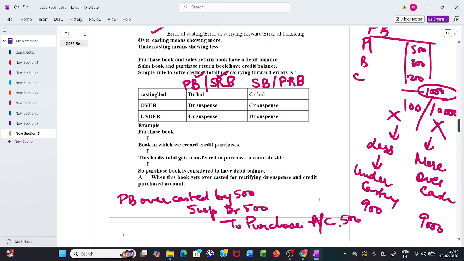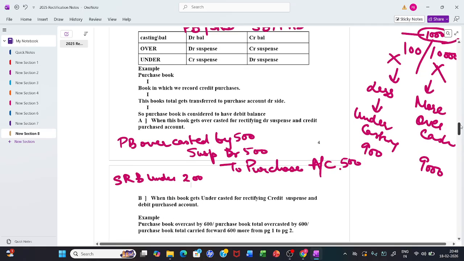If this was sales return book, which was undercasted, sales return book undercasted by how much? 200. So when these books get undercasted, credit suspense. So what should I debit? Sales return account debit, suspense account credit, amount is 200. When my sales book gets undercasted, suspense to sales. When my purchase return book gets undercasted, suspense to purchase return. So depending on which book is under or overcasted, apply this table and get the answer.